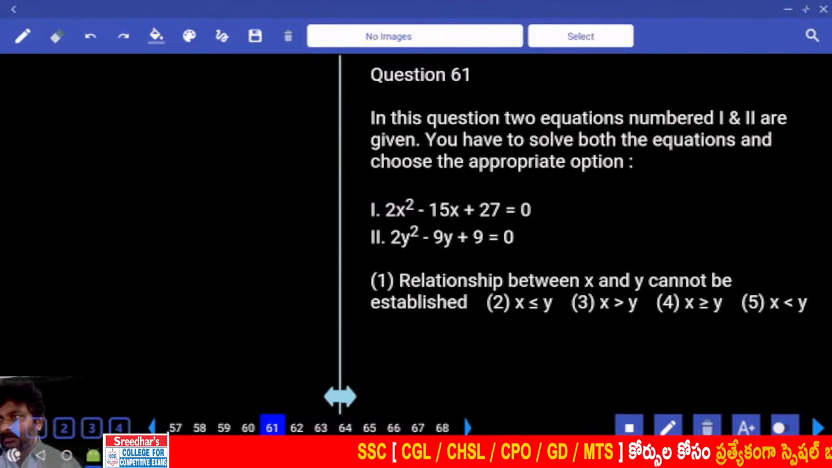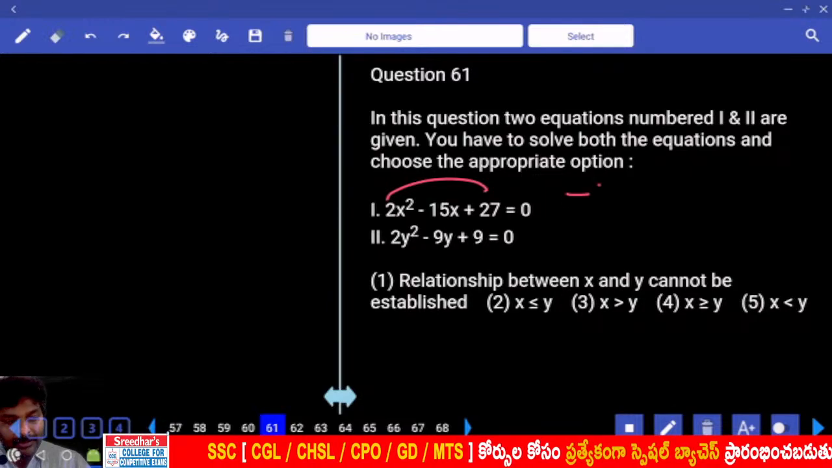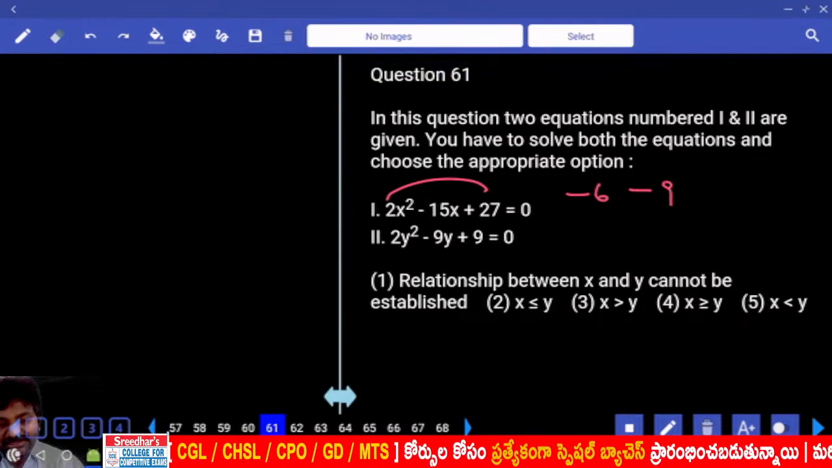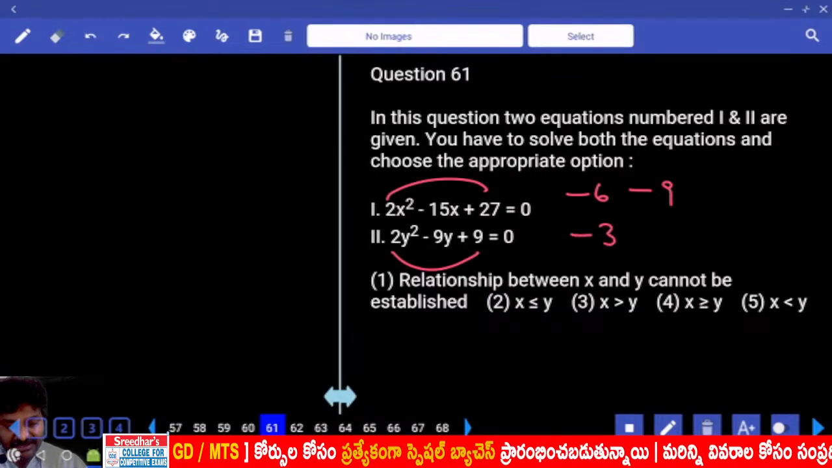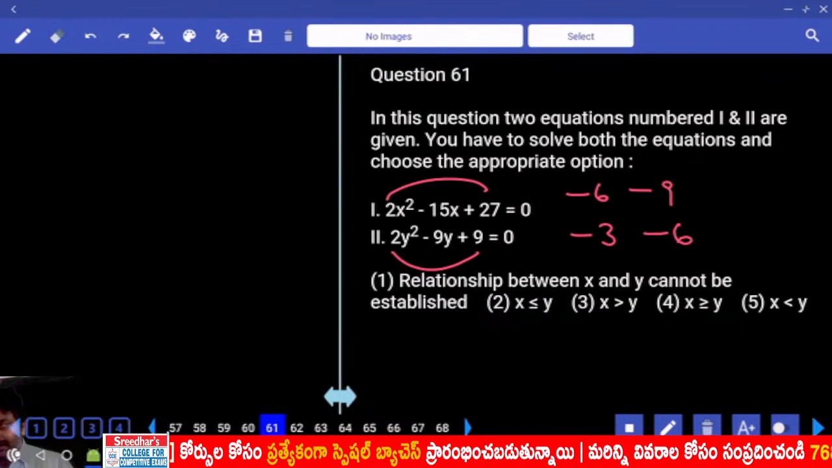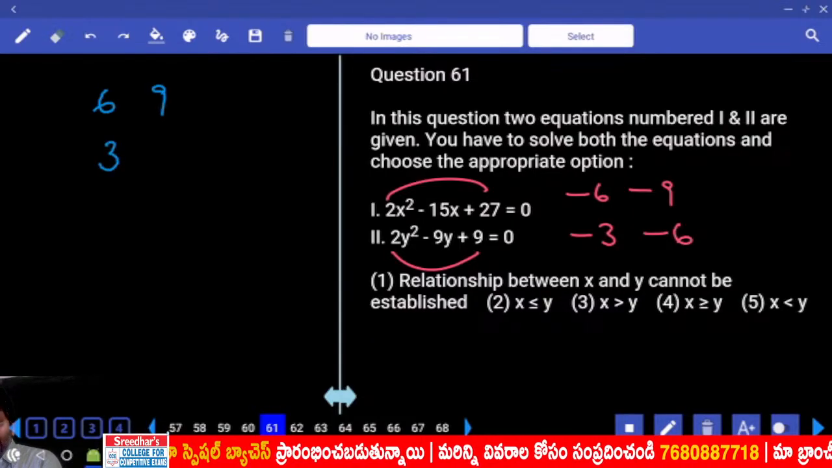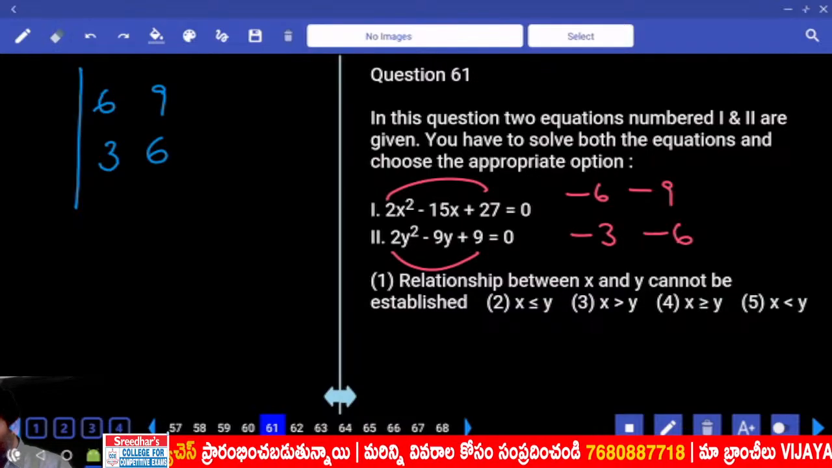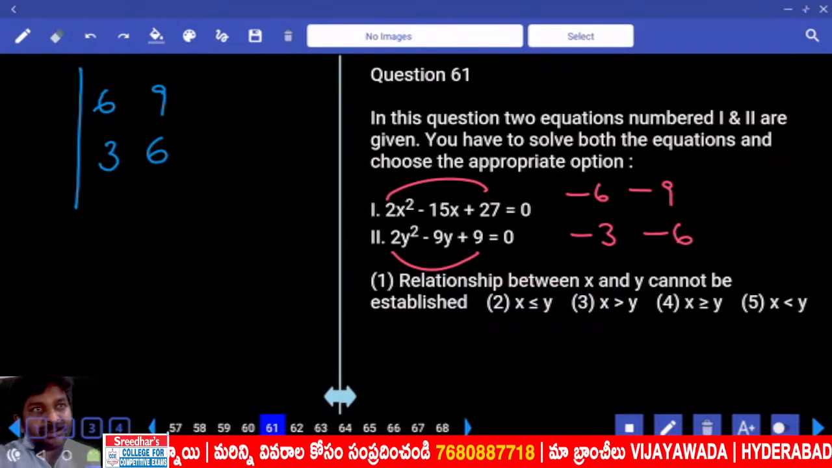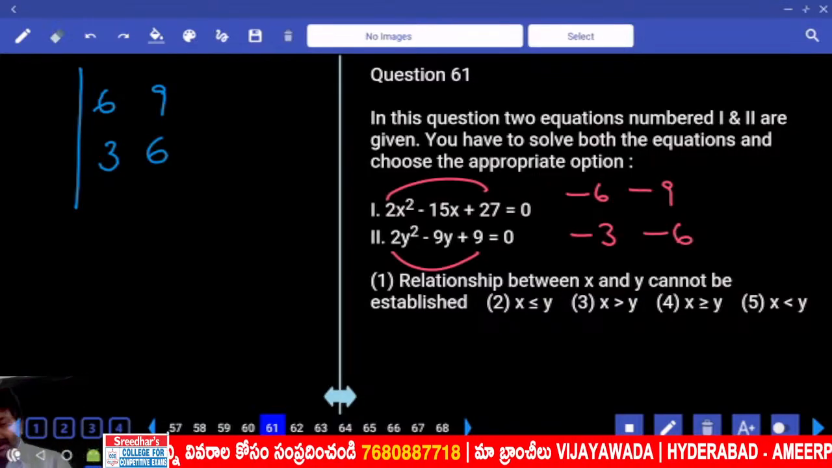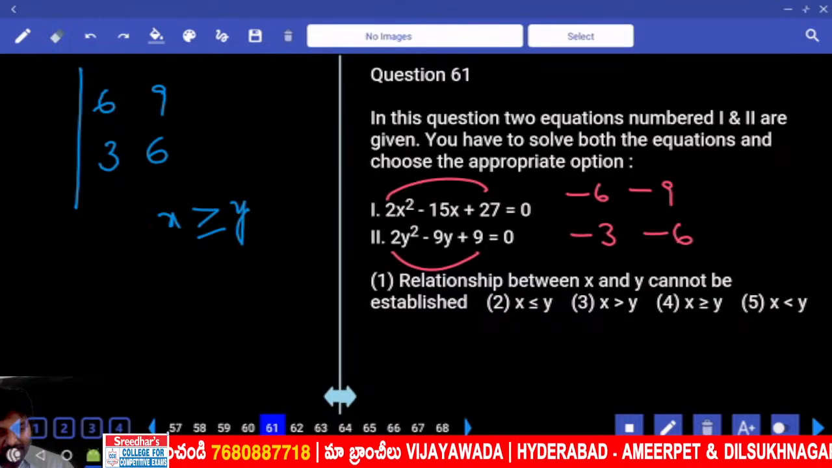Product 54. Minus 6, minus 9. Product 18. Minus 3, minus 6. Factors are 6, 9, 3, 6. Do we need denominators? No. Coefficients of x square and y square both are equal. Right. X is greater than or equal to y.